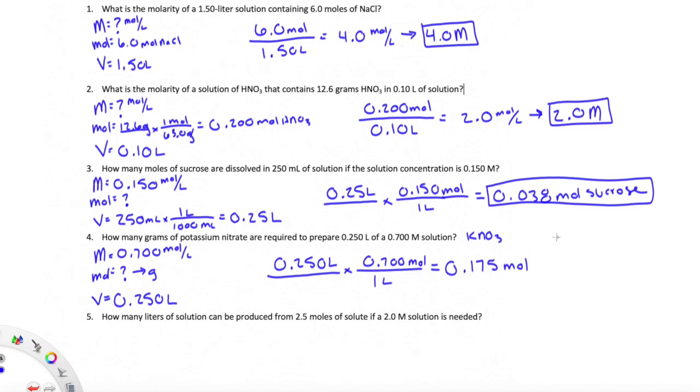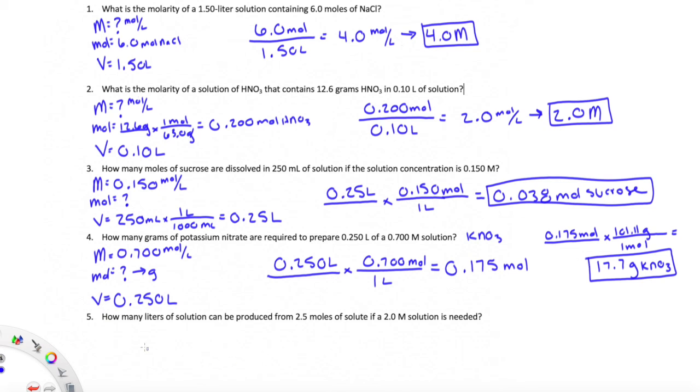Right? So I'm going to take my answer here, I'll rewrite it up here, 0.175 moles. And I need to convert that to grams. So 1 mole of potassium nitrate has a molar mass of 101.11 grams. And if I put that in my calculator, it tells me I have 17.7 grams of KNO3. And there is my final answer right there. Okay.